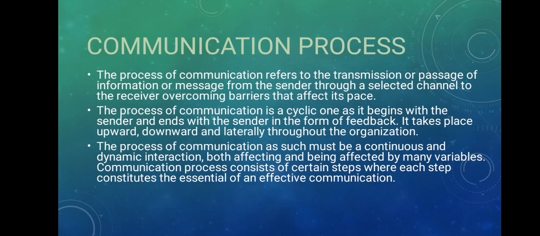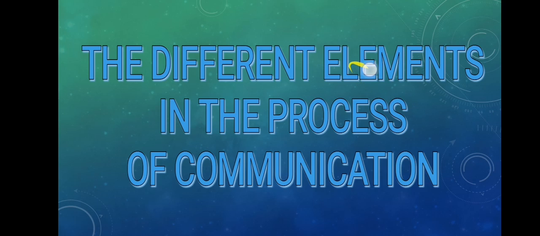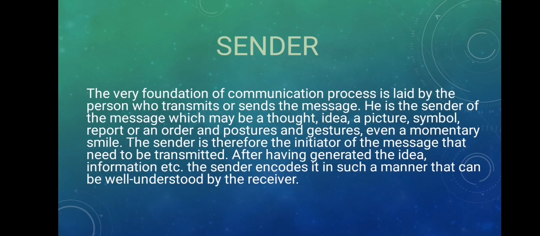So, it is a process or a cycle between the sender and the receiver. It is also interaction between these two. They are exchanging information by sending a message and performing a feedback. Next one is sender. The different elements in the process of communication.